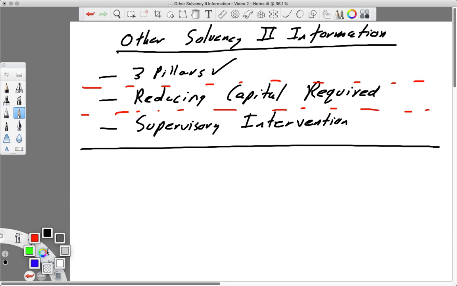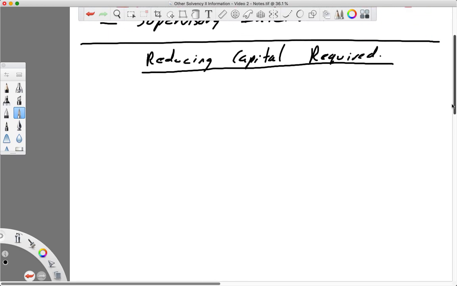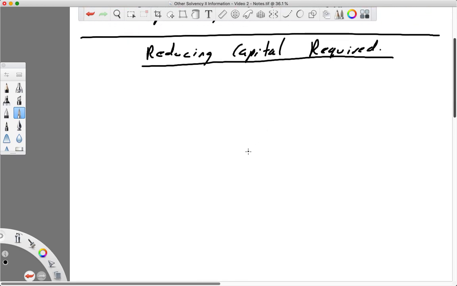So there are a couple of ways in which you can reduce the capital that you're required to hold, and so increase your free assets. So we're going to detail these because I think it's important that you know what they are. They do kind of pop up from time to time. They have a significant impact.